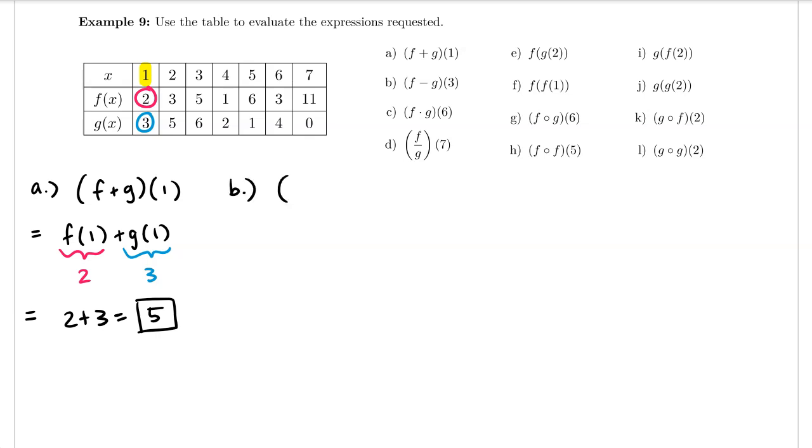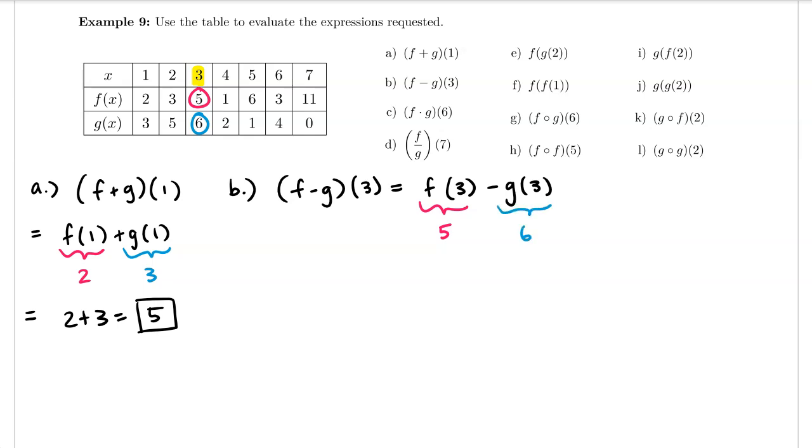For part B, we have f minus g of 3. And if we rewrite this using the definition, we get f of 3 minus g of 3. So now on my table, I'm going to find the x value of 3, and f of 3 is 5, and g of 3 is 6. So this is going to end up equaling 5 minus 6, which gives us -1.